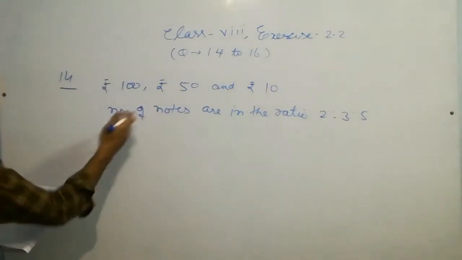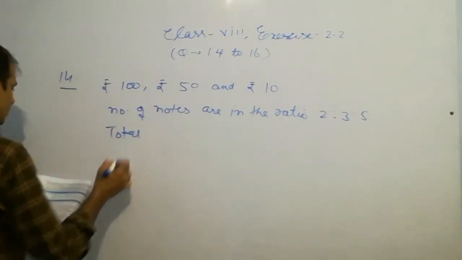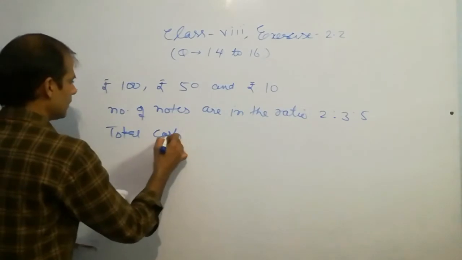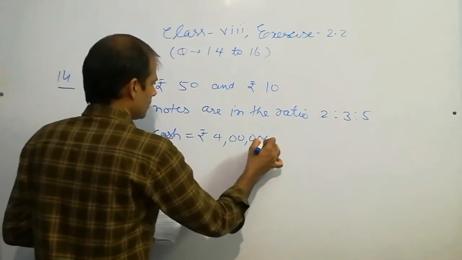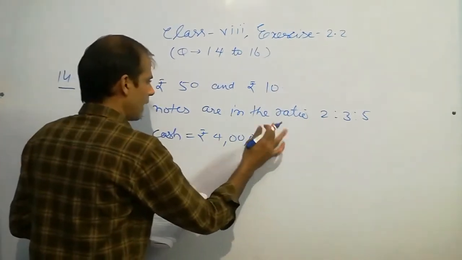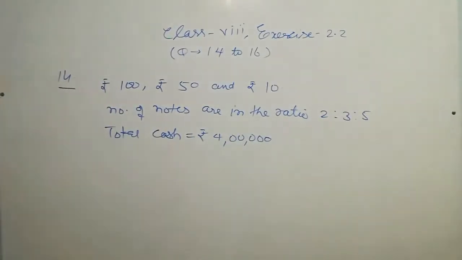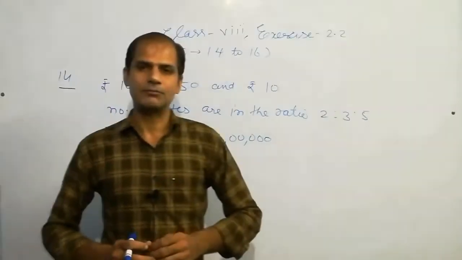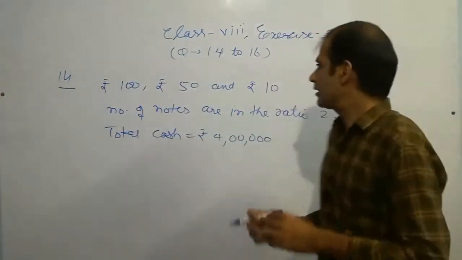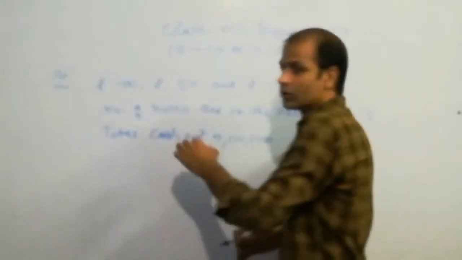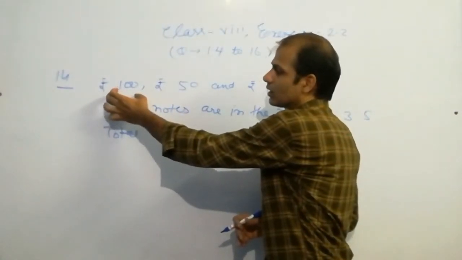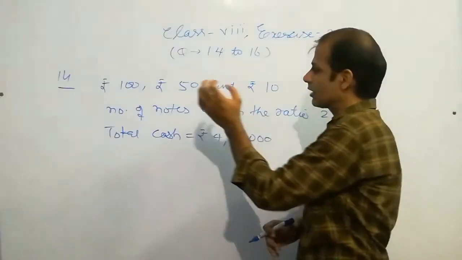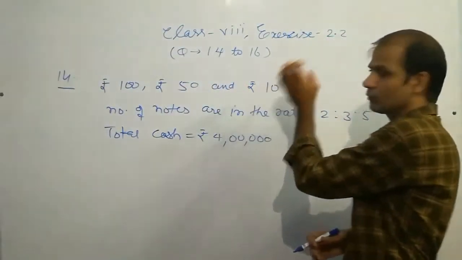And the total cash or the total amount with Lakshmi is rupees 4 lakh. So we have to find the number of notes of each denomination. What do we have to find in this question? How many notes Lakshmi has of each denomination, means how many notes are there of rupees 100, how many notes of rupees 50 and how many notes of rupees 10.